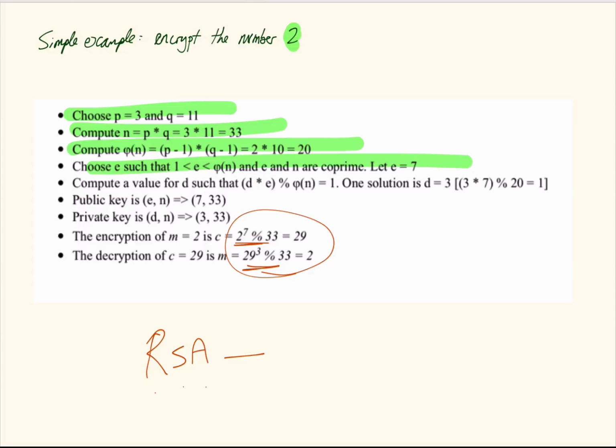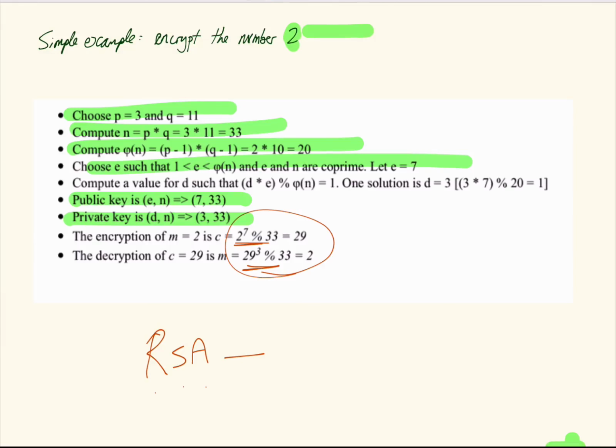But basically, two public keys have been chosen like this. By the way, they don't depend on what this number 2 is, although to some extent the number that you're trying to encrypt has a bearing on the size of the keys that you have to use. But other than that, they've chosen a public key of 7, 33 for the numbers E and N, and a private key of D, N, which is 3 and 33.